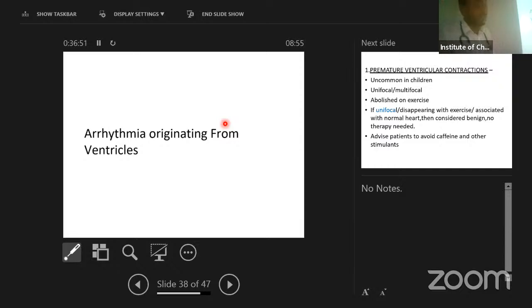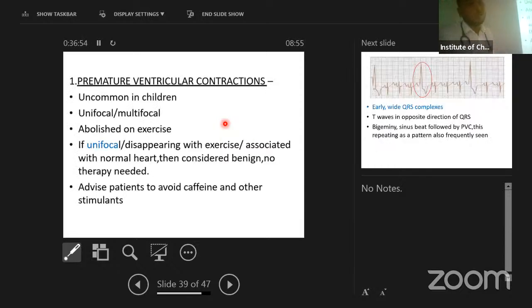Arrhythmia originating from the ventricles. Premature ventricular contraction is uncommon in children. It can be unifocal or multifocal, and abolished on exercise. If it is unifocal or disappears with exercise, or is associated with a normal heart, then it can be considered benign and no therapy is needed. Advise the patient to avoid caffeine and other stimulants.